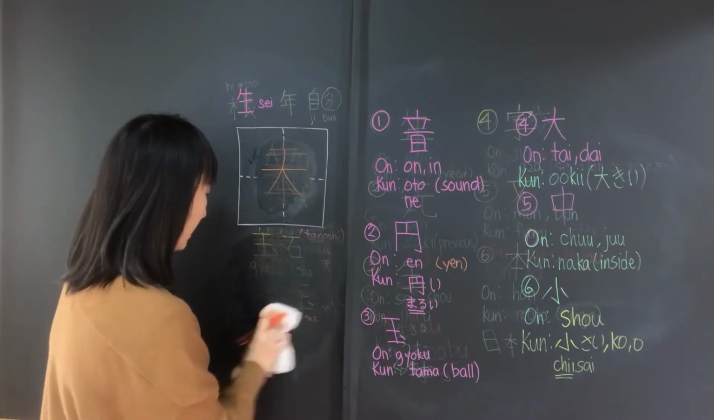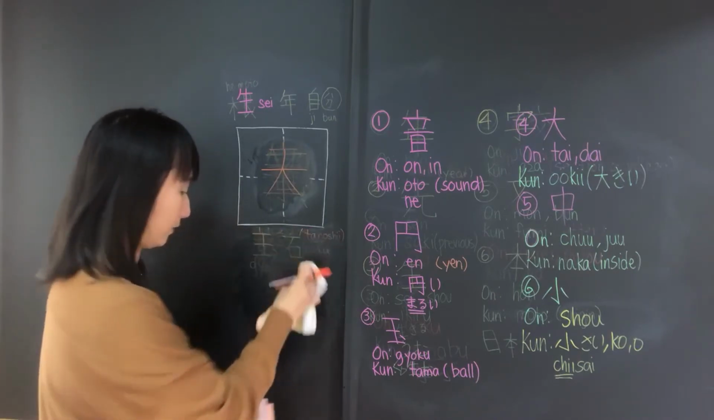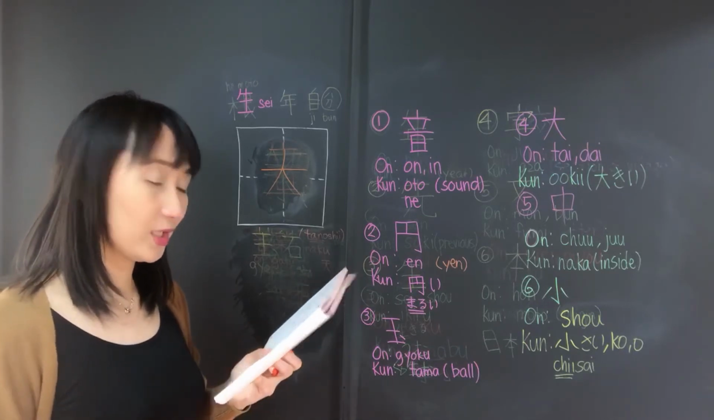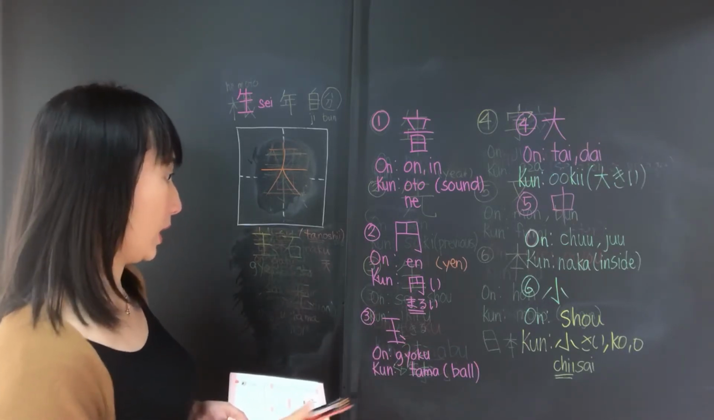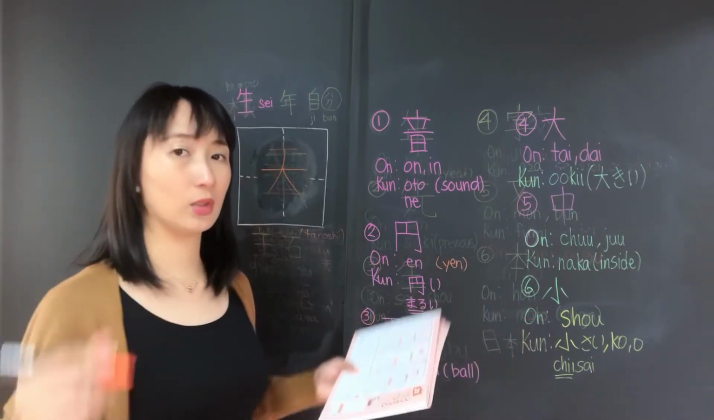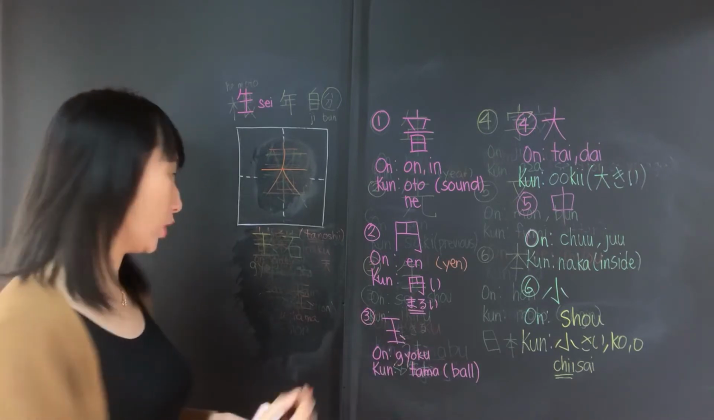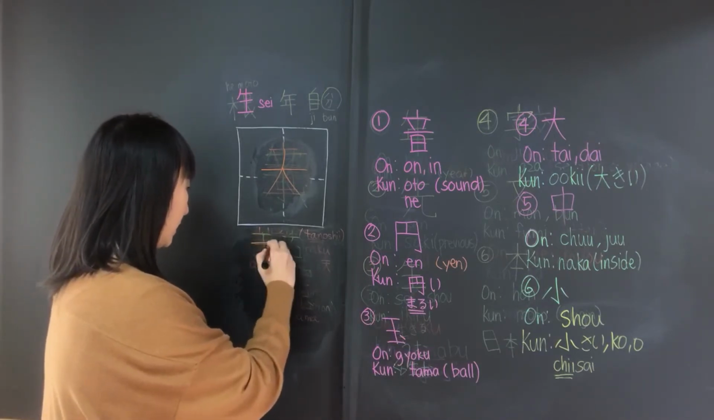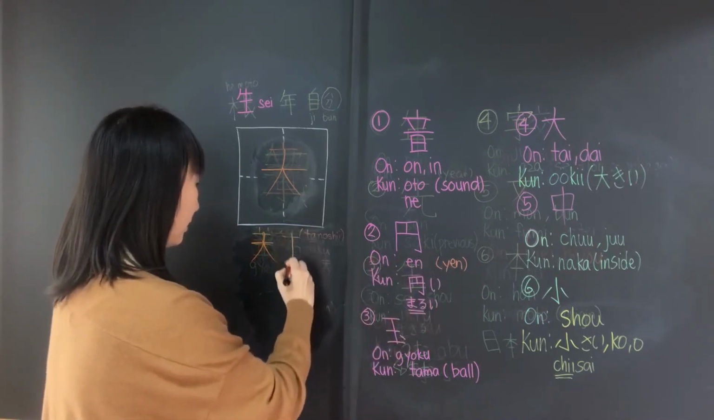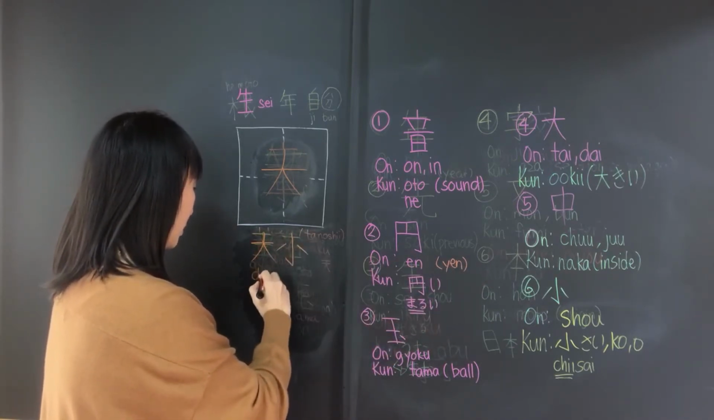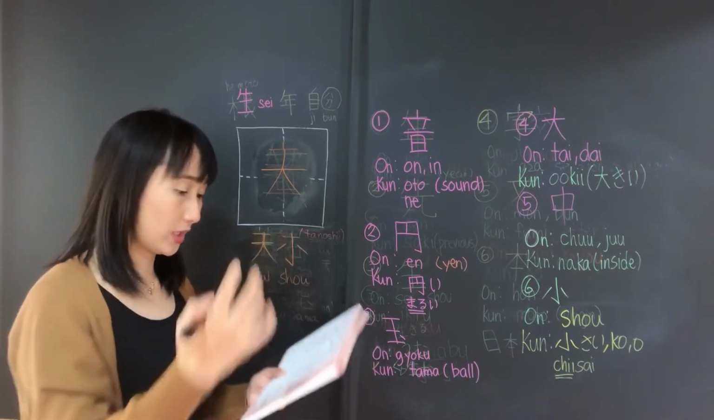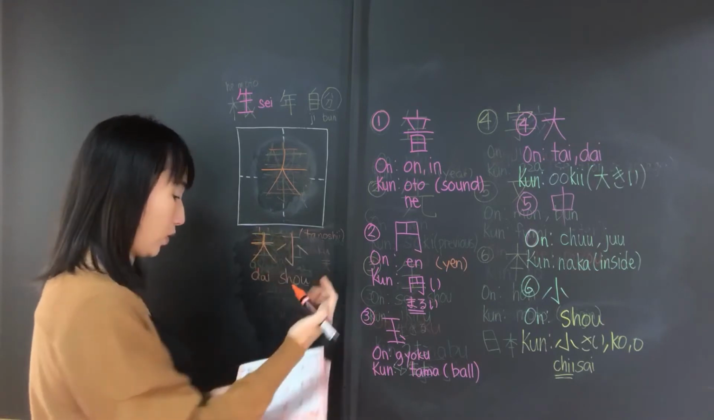So what are the examples that I can give you for this kanji? Ah, daisho. Yes, we have this kanji, sho, so we are gonna combine them. Dai, and then there is sho. Daisho. It means large and small. Daisho, large and small.